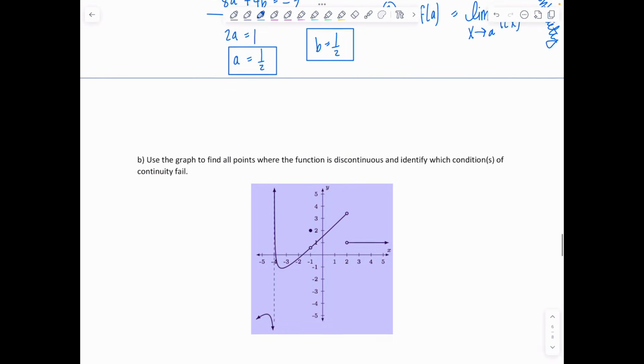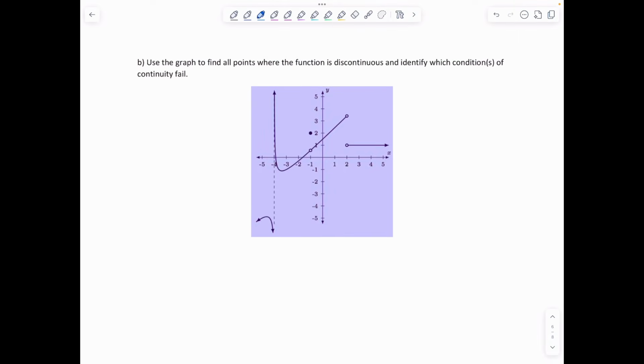Moving on. Use the graph to find all points where the function is discontinuous and identify which conditions of continuity fail. Ooh, okay, here we go. So right off the bat, x equals -4, x equals -1, and x equals 2. Let's investigate what's going on at each of these.